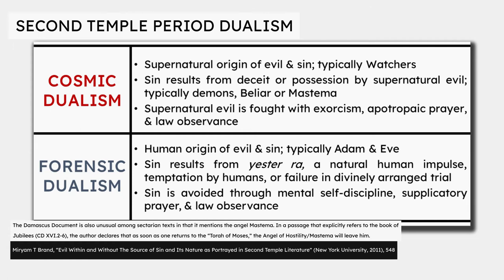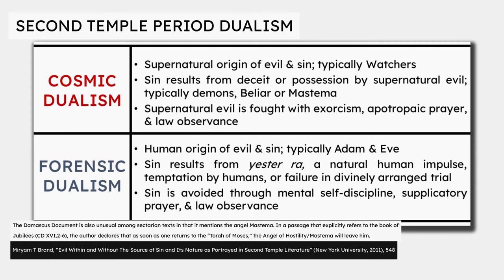Supernatural evil beings are the cause of the origin and continued presence of sin in the world. Consequently, human sin results from possession or influence by these supernatural evil beings, and supernatural intervention by God, or supernatural acts of power such as exorcism, are necessary in order to combat evil and sin in human beings. Now let's examine forensic dualism.